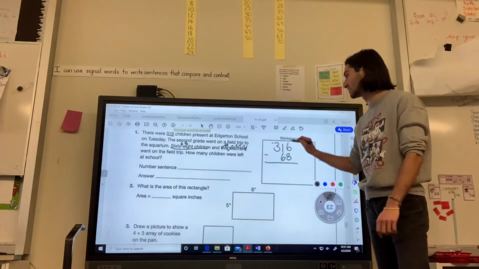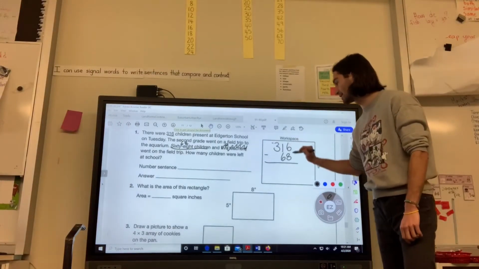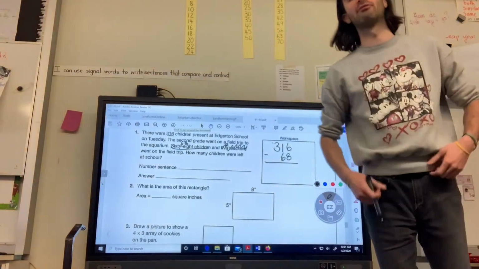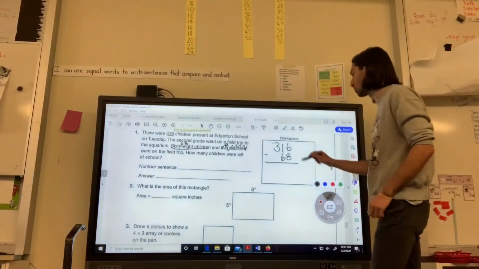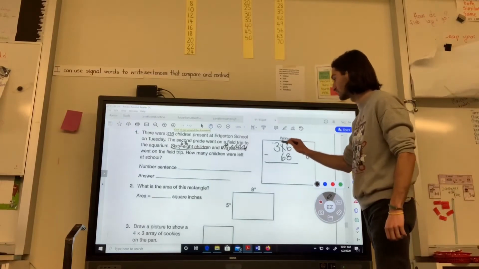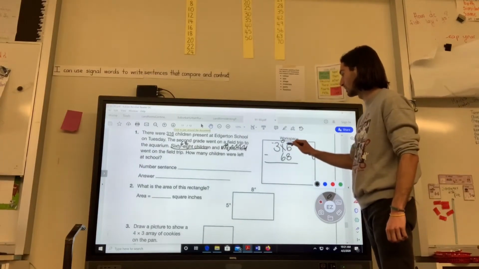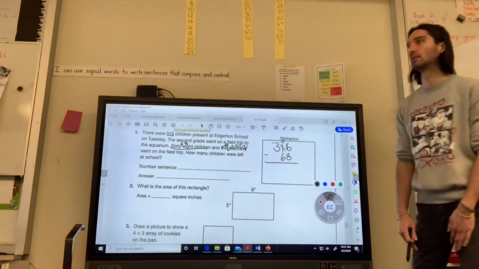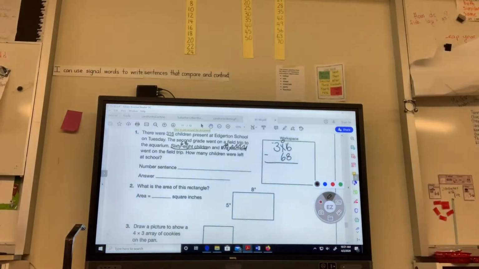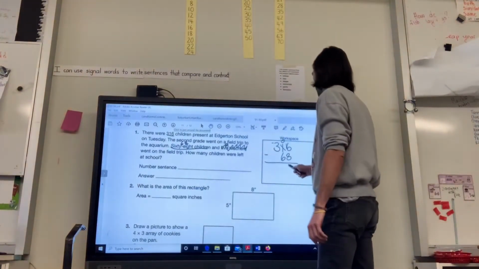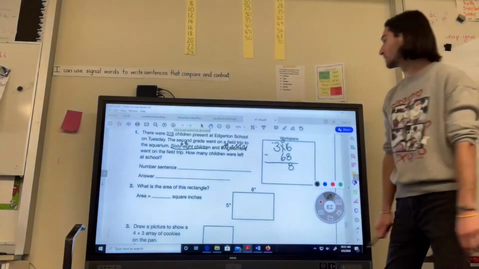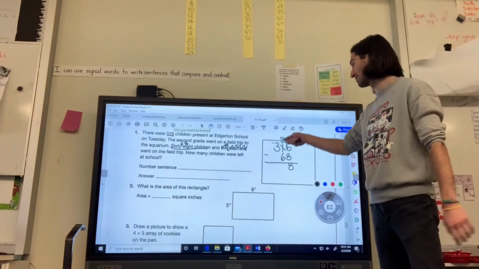Alright, if I have 6, can I take 8 away? If we have 6, can we take 8 away? No, so we need to borrow. So we're going to borrow from the 10s. That becomes a 0. And now 6 becomes 16. 16 subtract 8. Do that in your heads right now. 16 subtract 8. That's right, it's 8. Right, we're getting there.